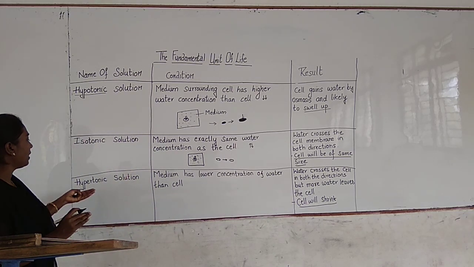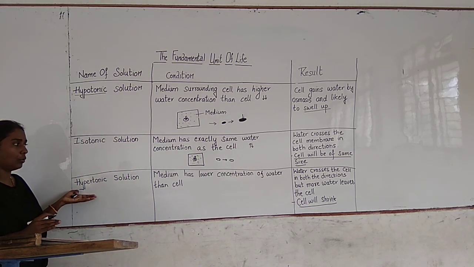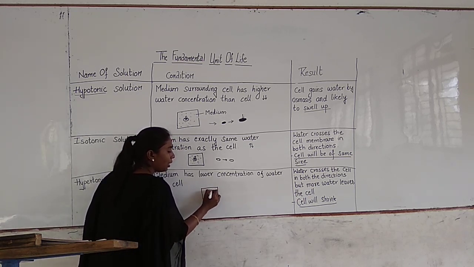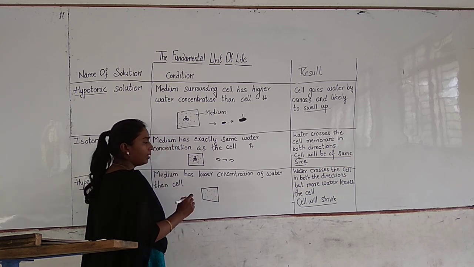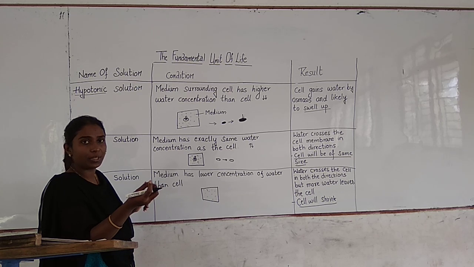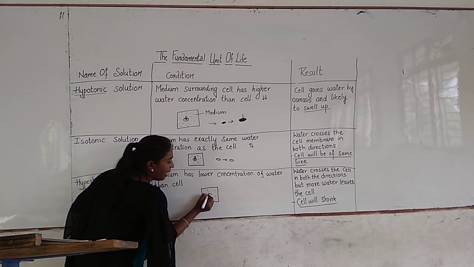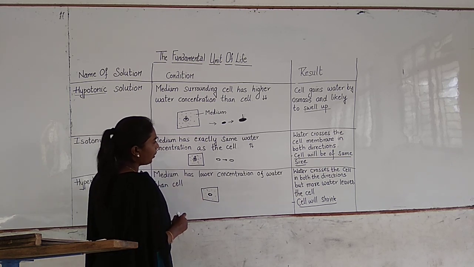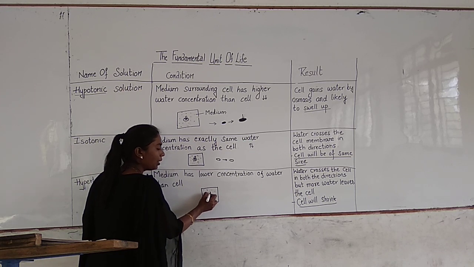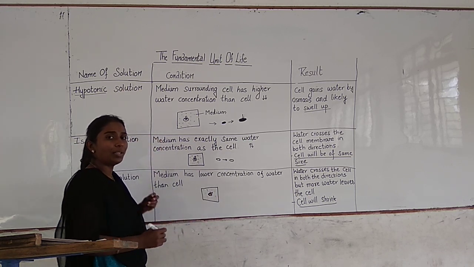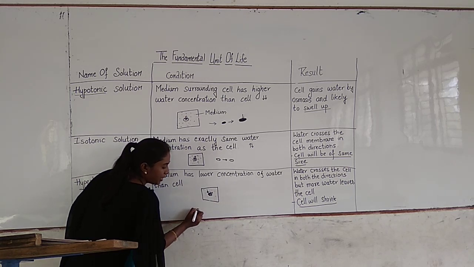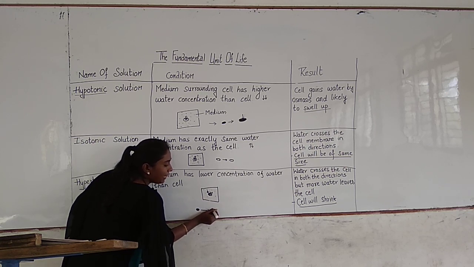Now the third case is hypertonic solution. As I said, you take a bowl and mix sugar in the water in such a way that the quantity of sugar is more than water, and this is the cell. In such cases, the water crosses the cell in both directions, but the cell will tend to lose more water, which results in the shrinkage of the cell.